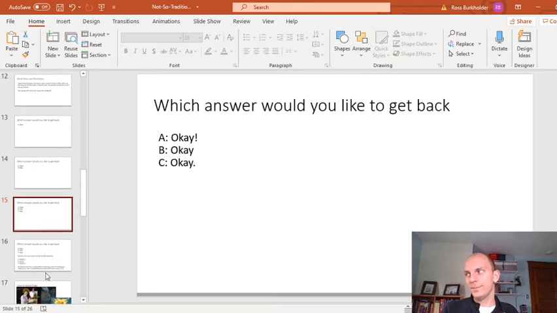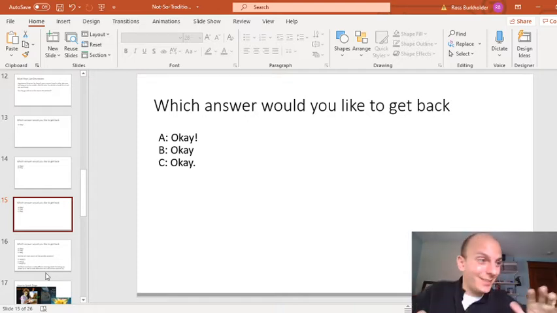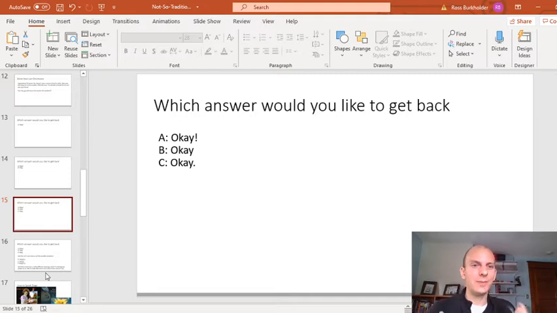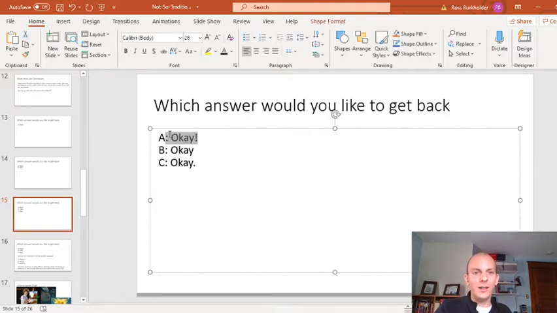Or this. Which one of these three responses do you want to receive, provided that you are actually in this hypothetical situation? You do actually want to hang out with this friend and have a good time, whatever. Which one do you want to receive? It's not close. It's not even close, right? You want to receive A, obviously.